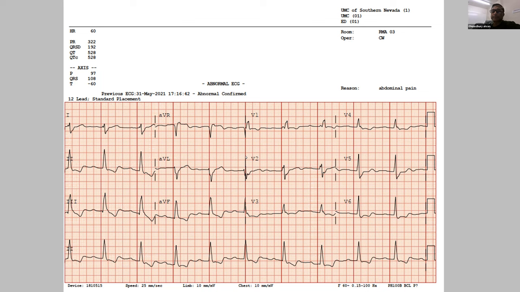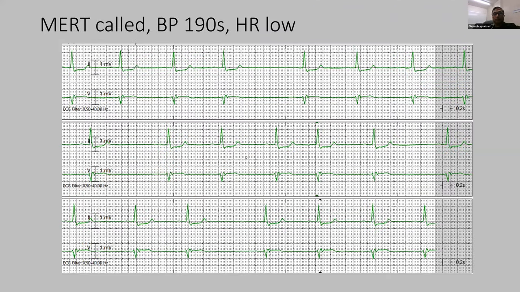I'm sure many of you do not like this term trifascicular block, because block means delay, not block. It is right bundle, left posterior hemiblock, and first degree AV block. So this is not a good setup. And then she went into this. So in the middle of the night with this problem, blood pressure systolic is good.